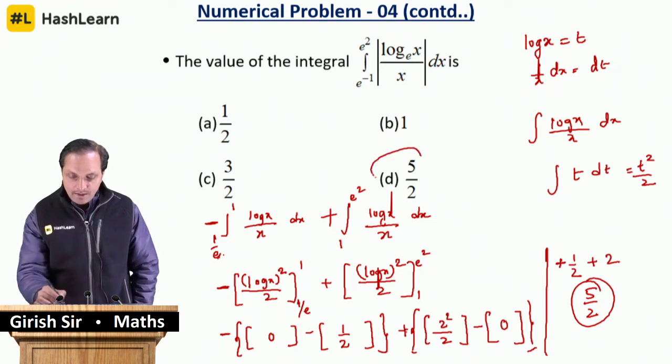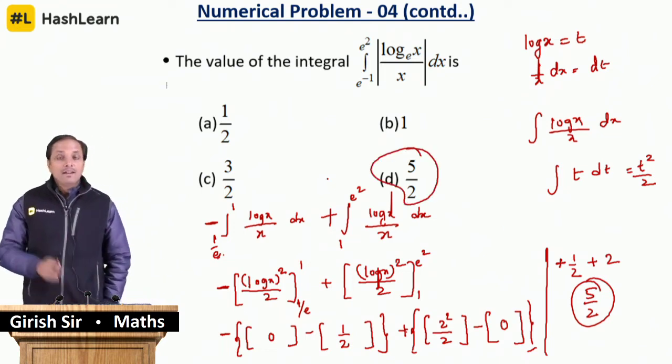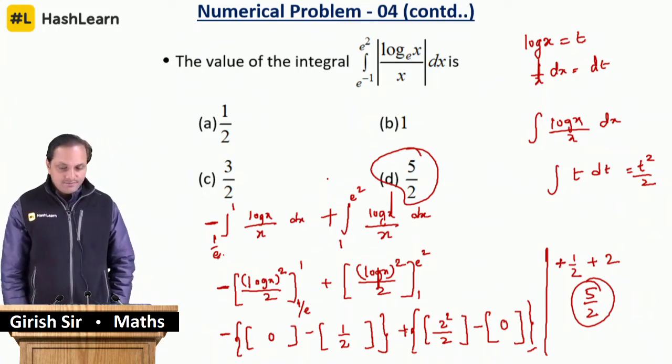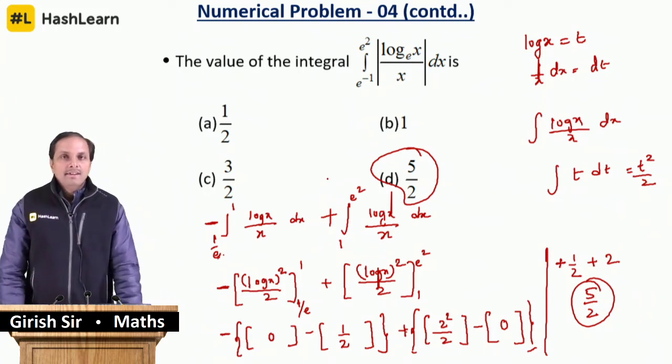Is there any option 5 by 2? Here I can see option D as 5 by 2. That is the answer. Is it clear, students?